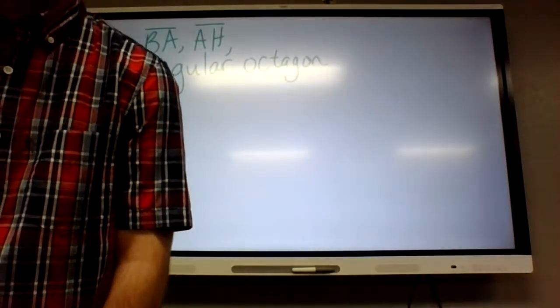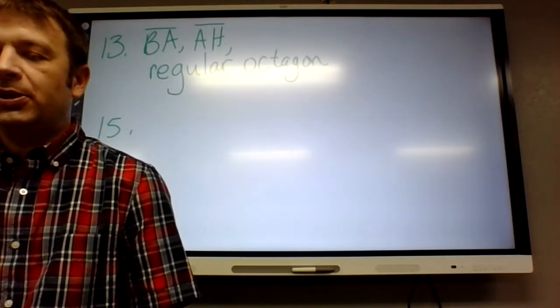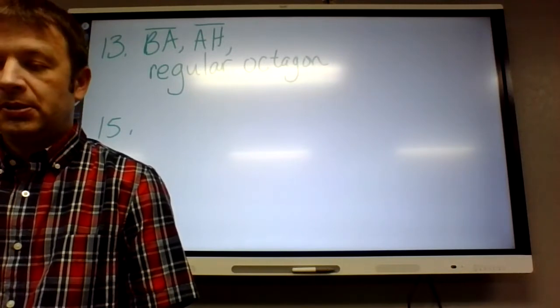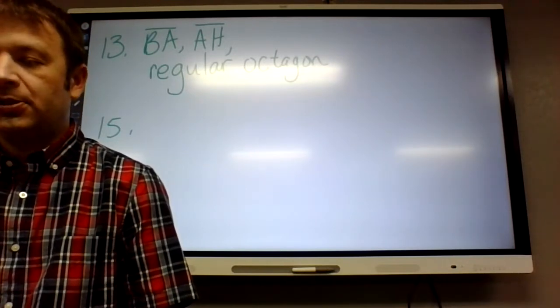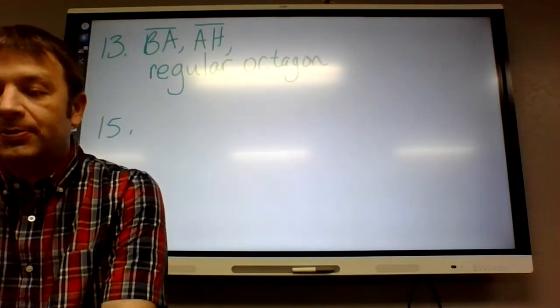On 14 it says name the five diagonals that have C as an endpoint. So what is one diagonal on 14 that has C as an endpoint? AC. Right. CA, AC, those are line segments also, right? Pretty much everything we're doing is line segments.